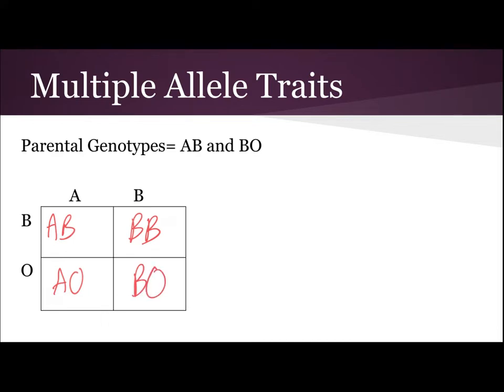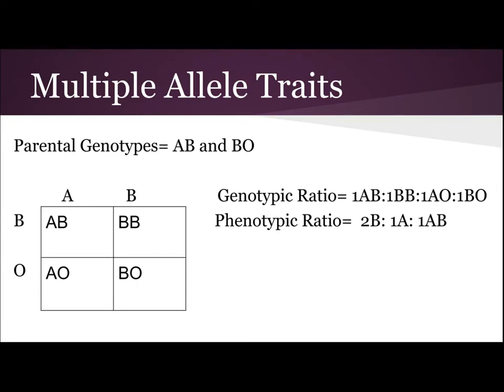And so here is my result. I've got my genotype ratio is 1 AB to 1 BB to 1 AO to 1 BO, or 25% of each of those. And my phenotype ratio is 2 type B to 1 type A to 1 type AB, because these two individuals both will have type B blood. So there's a 50% chance that the baby would be type B, 25% chance each it would be AB or A.